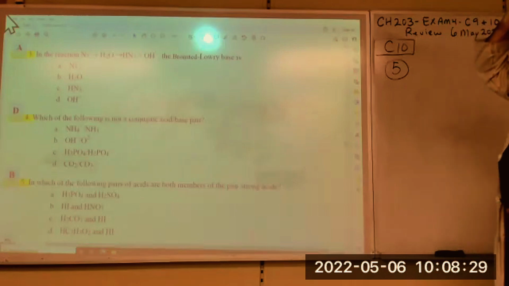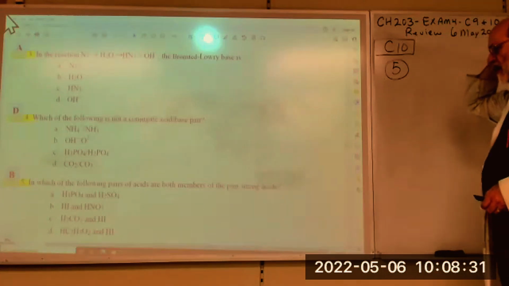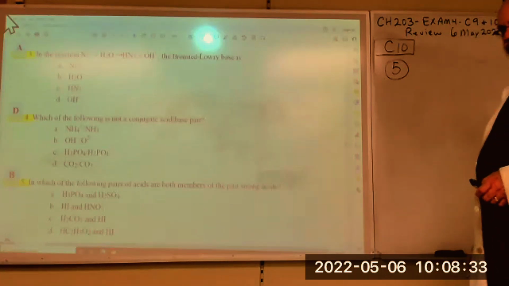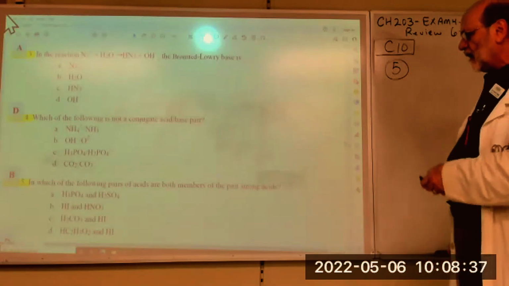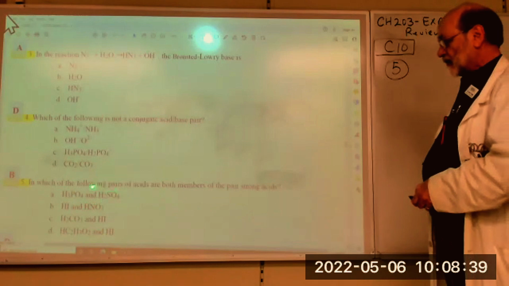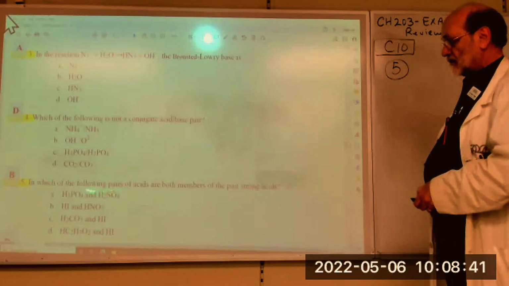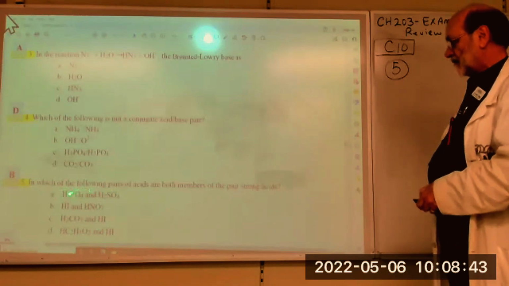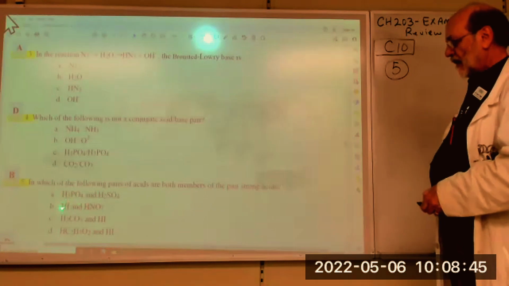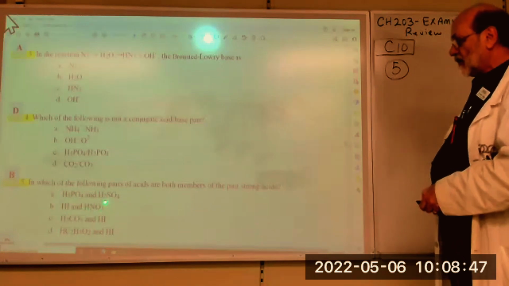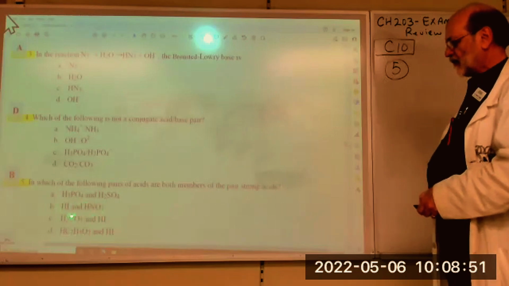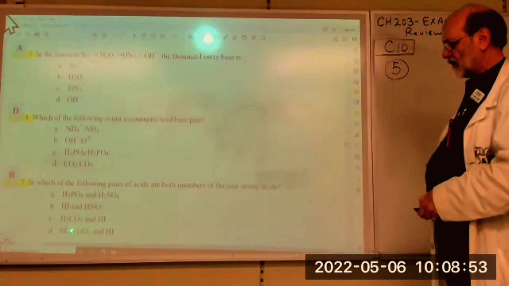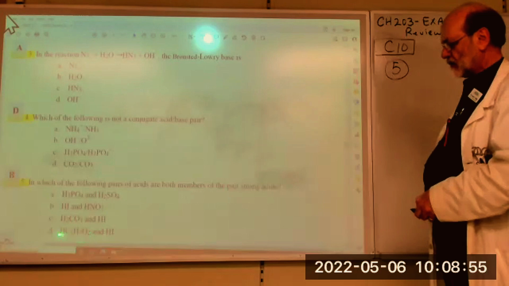In which of the following pairs of acids are both members of the pair strong acids? So you have to remember what your strong acids are. Sulfuric acid is strong. Phosphoric is not. Hydroiodic is strong. HNO3, they're both strong. Yeah, so we found our answer really. That's a weak one, that's a strong one, that's a strong one, that's a weak one. Which one is this one?